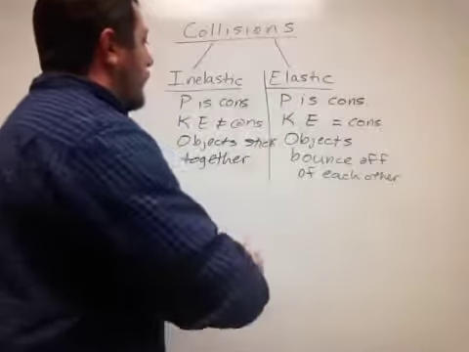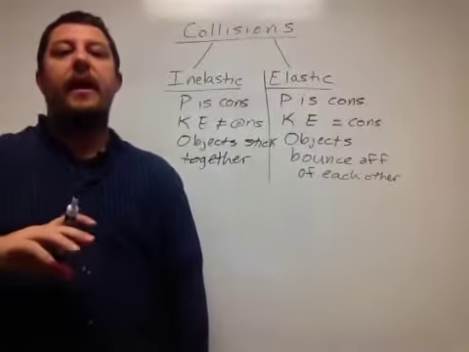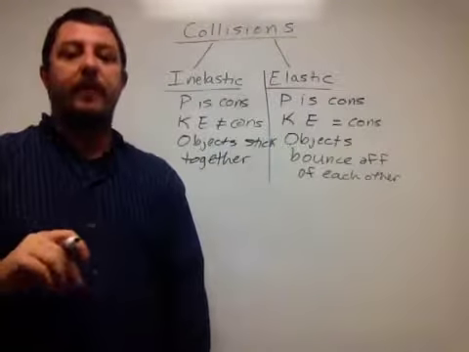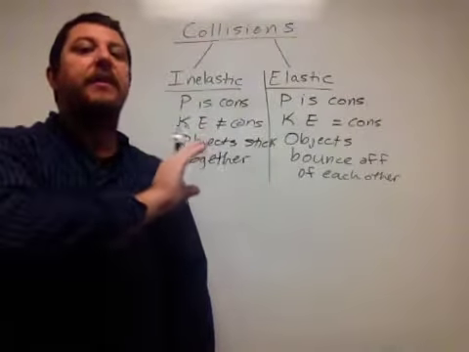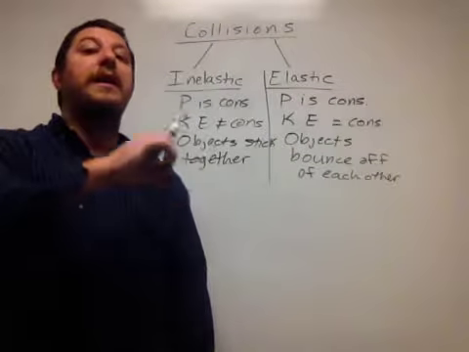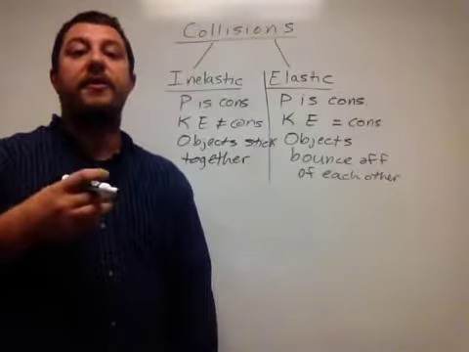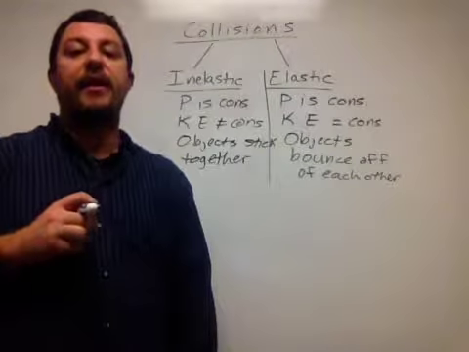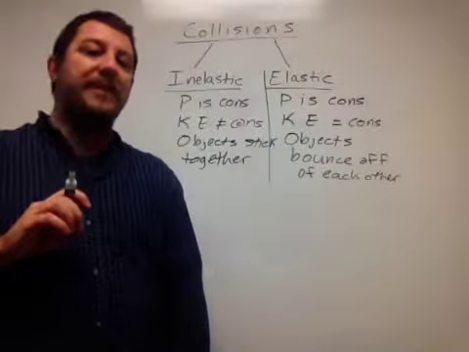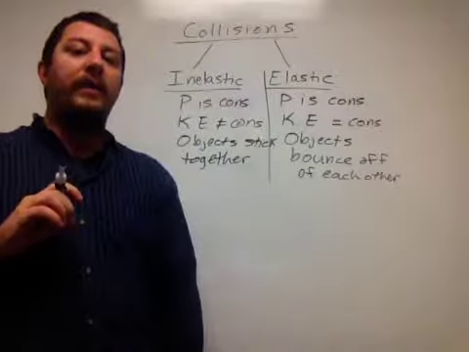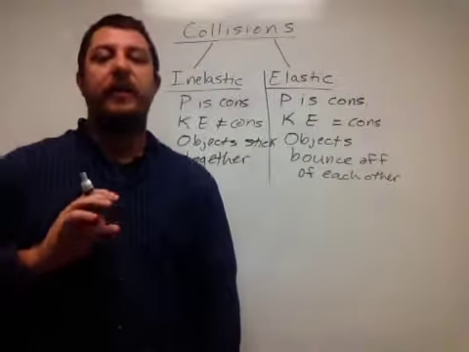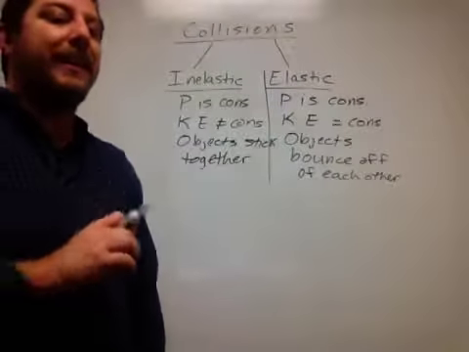Okay, so this gives us a good working definition between both types of collisions. Elastic, kinetic energy is constant, the objects bounce off of each other. Inelastic, the kinetic energy is not constant, and the objects stick together. Okay, so now let's do a simple example with an inelastic collision. Let's do inelastic first.